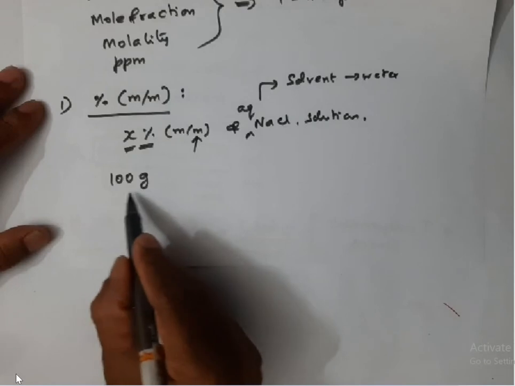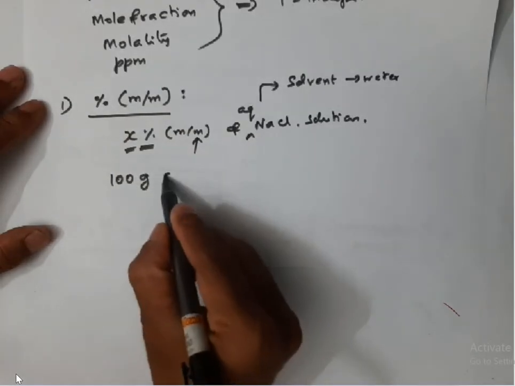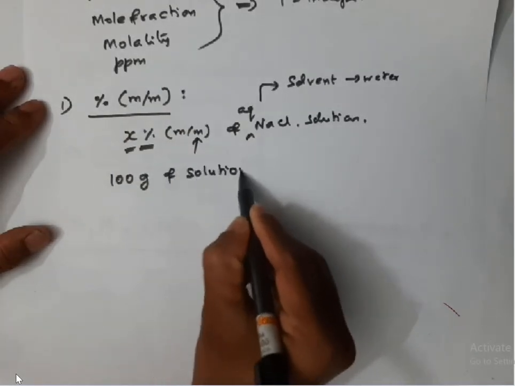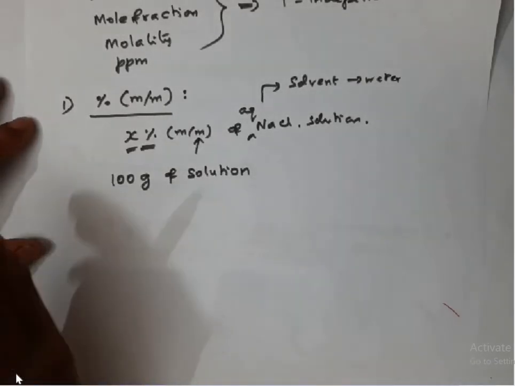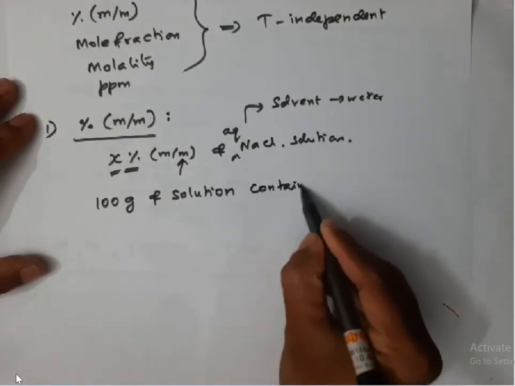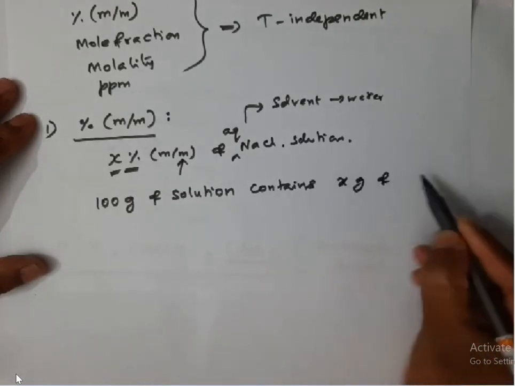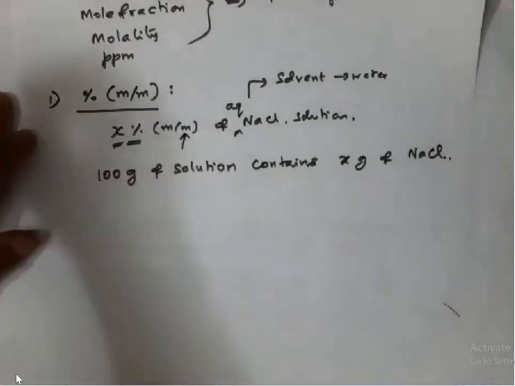Therefore you should listen. What is the meaning for percentage mass by mass solution? 100 gram of solution. Solution means total weight, that is solute weight plus solvent weight. 100 gram of solution contains X gram of sodium chloride. That's the meaning. This is the meaning for percentage mass by mass. Is this clear, students? Any doubt? No, sir.